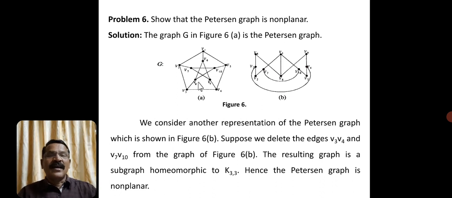Some edges are deleted, or you can say we have introduced some vertices between the edges. So totally the number of vertices is 10 and the number of edges is 5 plus 5, 10, plus 5, 15. Like that you can adjust the edges and redraw. You will get a graph which is homeomorphic to K3,3. Hence the Petersen graph is non-planar.